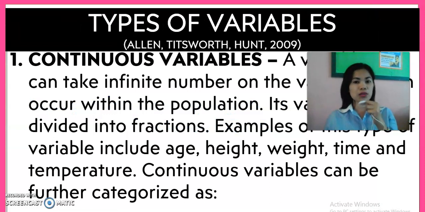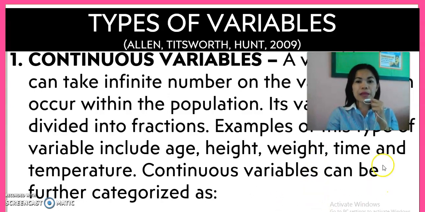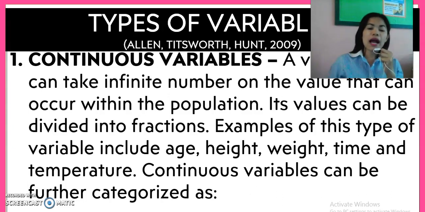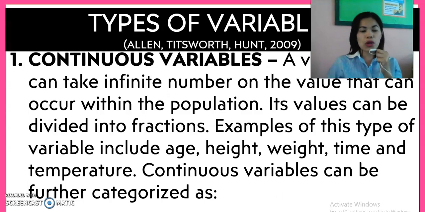This is by Alan Tietsworth Hunt, 2009. So when we say types of variables, we are going to talk about continuous variables. It is a variable that can take an infinite number of values that can occur within the population. Its values can be divided into fractions. Examples of this type of variable include age, height, weight, time, and temperature.